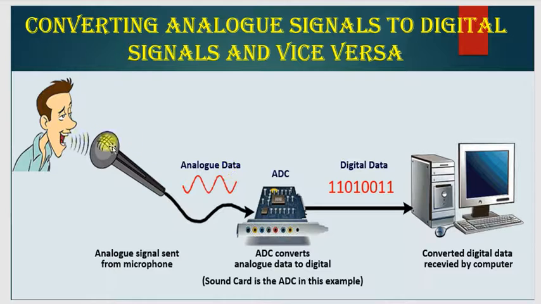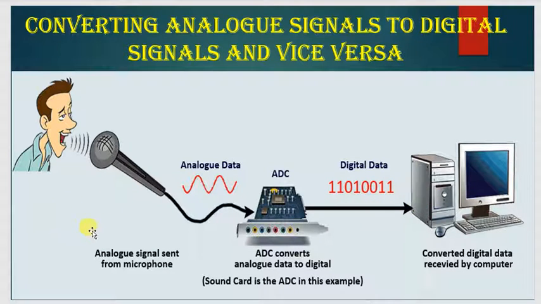So the wave that's coming here, which is in the continuous form, will be converted into a binary code. Then the computer will work on that binary code and give out information in the form of sound, which will come out through the speaker.